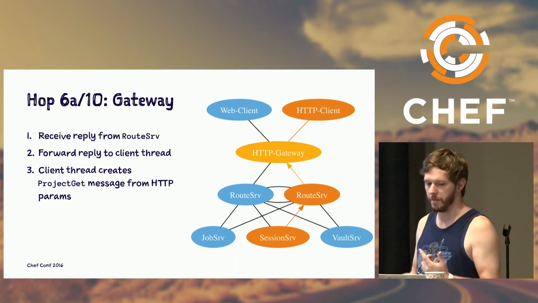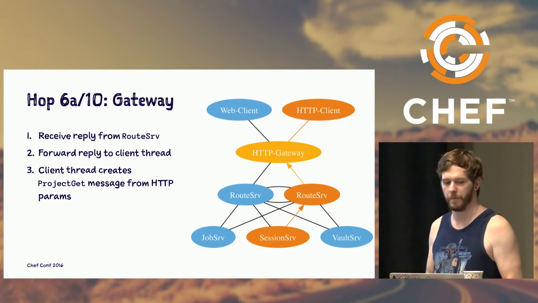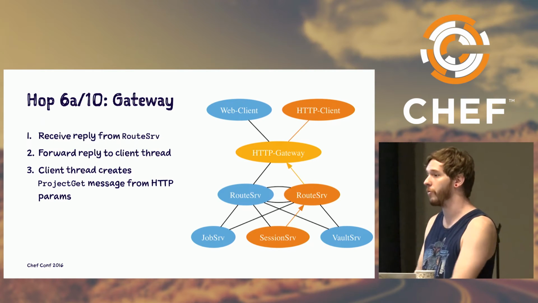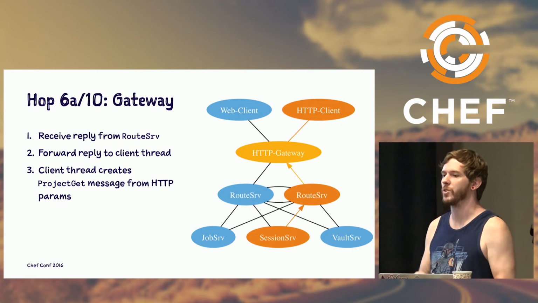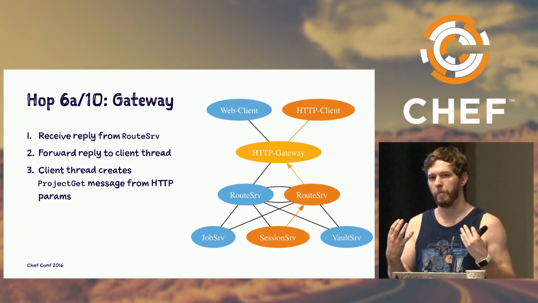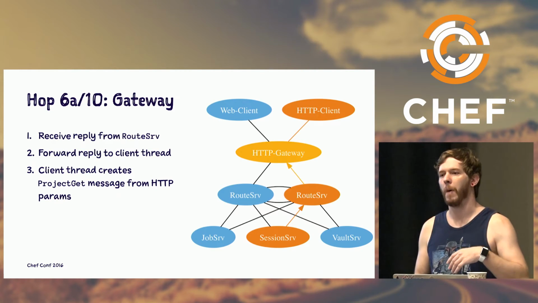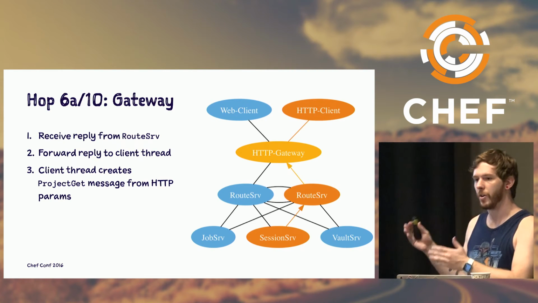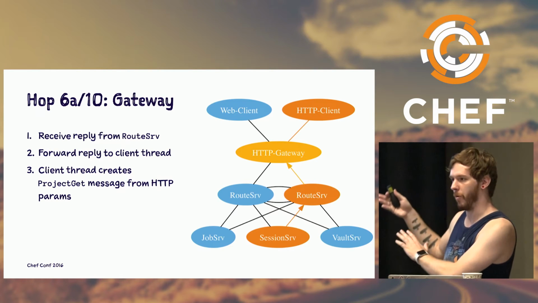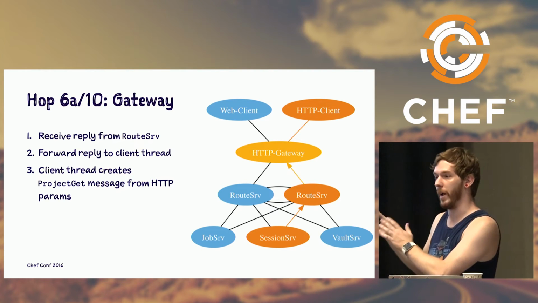The client thread then creates a new project get message from the HTTP parameters that you originally sent when you said I need a new job. And basically a project is associated to every package that you have. So a package could be core nginx, right? In the build service, you'd have build output or the ability to say, I want to build core nginx.